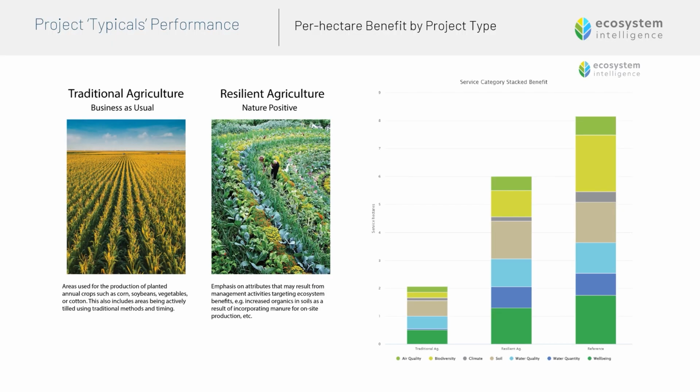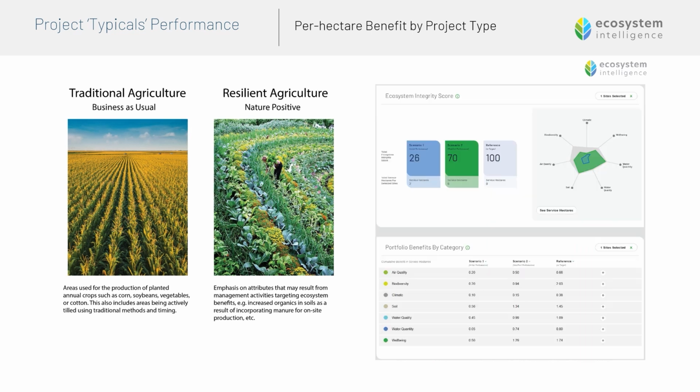We'll start with resilient agriculture. In this example, we've modeled the anticipated benefit production from a traditional business as usual industrial agricultural practice and compared that to resilient agriculture in a net positive context. Here we're able to see for those stacked benefit categories how performance changes between the two different scenarios compared to our reference benchmark condition. We're also able to take a look at this from the ecosystem integrity score, which we see here, which shows us going from a 26 on the left to a 70 on the right in comparison to the highly functioning condition of 100 in our reference ecosystem.